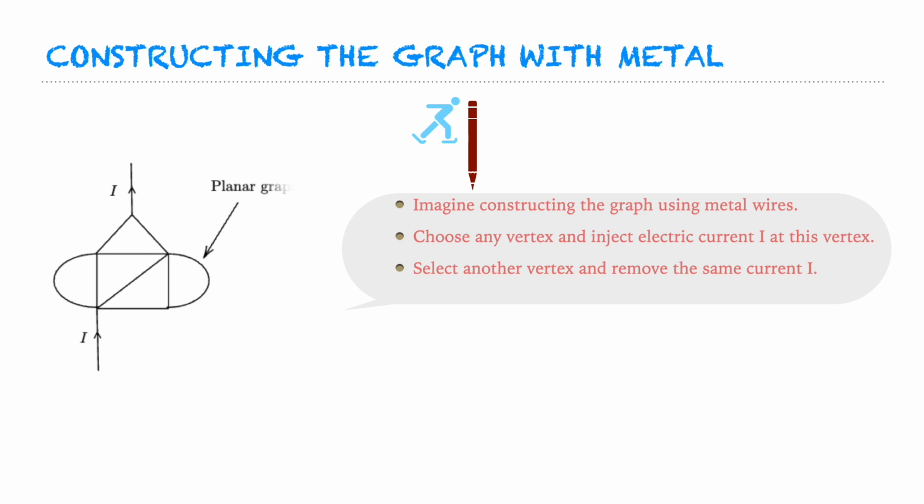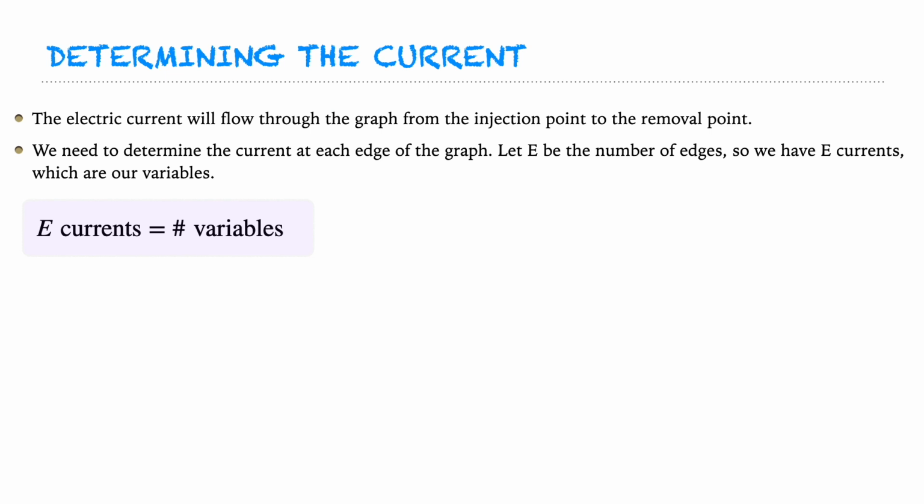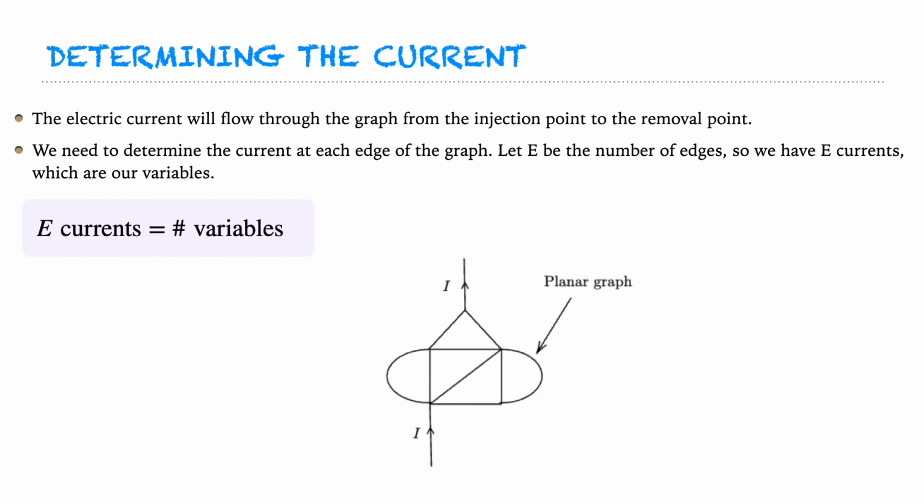Now start by injecting an electric current I at one vertex. Remove an equal current I at another vertex. This setup helps us visualize how current flows through the graph. Now the current will flow through the graph from the injection point to the removal point. We need to determine the current flowing through each edge of the graph. Let E be the number of edges, which are our variables.